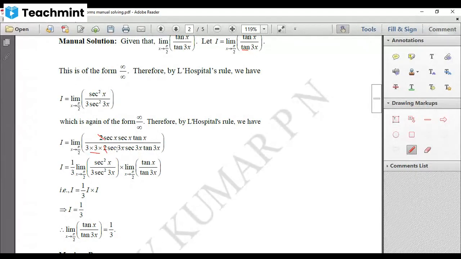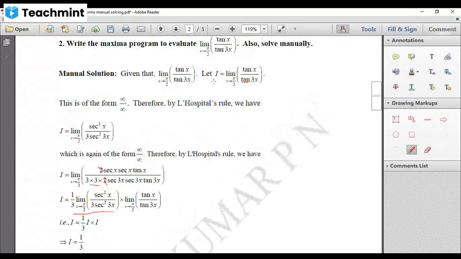Let me write this one as two limits. Anyhow, you're going to plug x equal to pi by 2, either for the whole or separately. That will not make any harm, because you're going to substitute x equal to pi by 2 only. Whether you substitute at a time or separately will not make any changes. That's why I've written this one as two limits. That means I'm applying the limit for secant square x by 3 secant square 3x separately, and limit as x tends to pi by 2 of tan x by tan 3x separately. But you know that from the above discussions, your limit as x tends to pi by 2 of tan x by tan 3x is I.